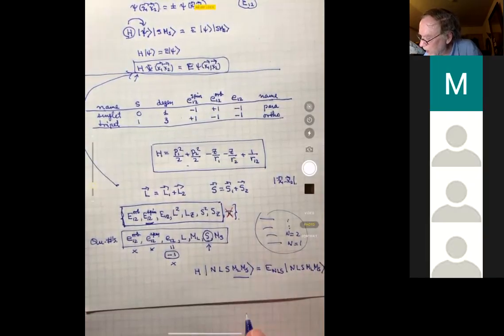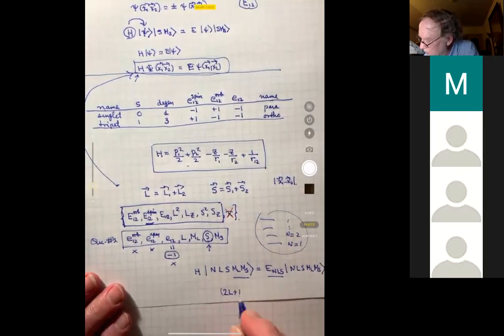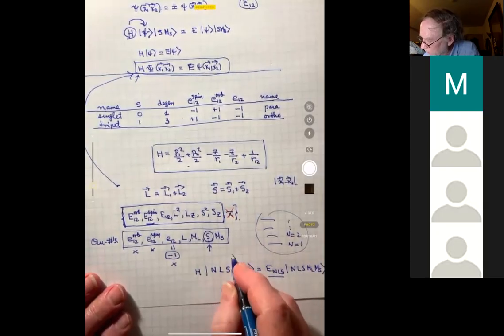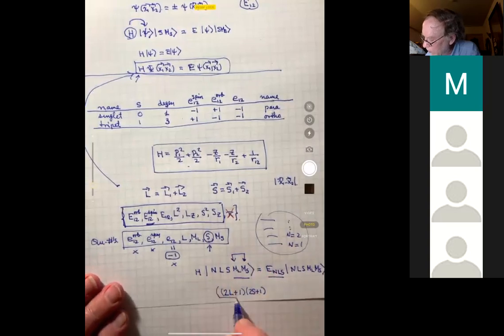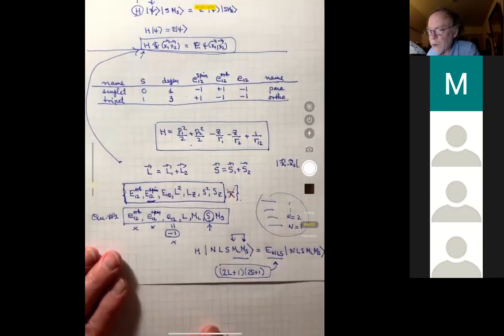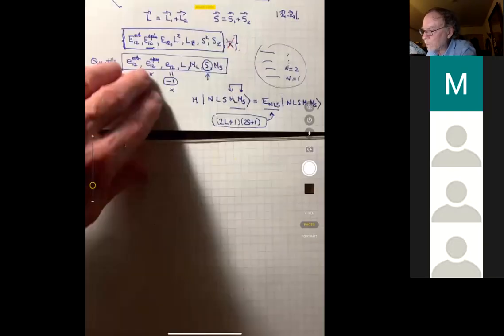And that means that the energy eigenvalues are degenerate by (2L+1) times (2S+1), which is the number of possible combinations of the two magnetic quantum numbers. This is then the order of the degeneracy of those energy levels. So all of this comes out from a straightforward analysis of symmetries.